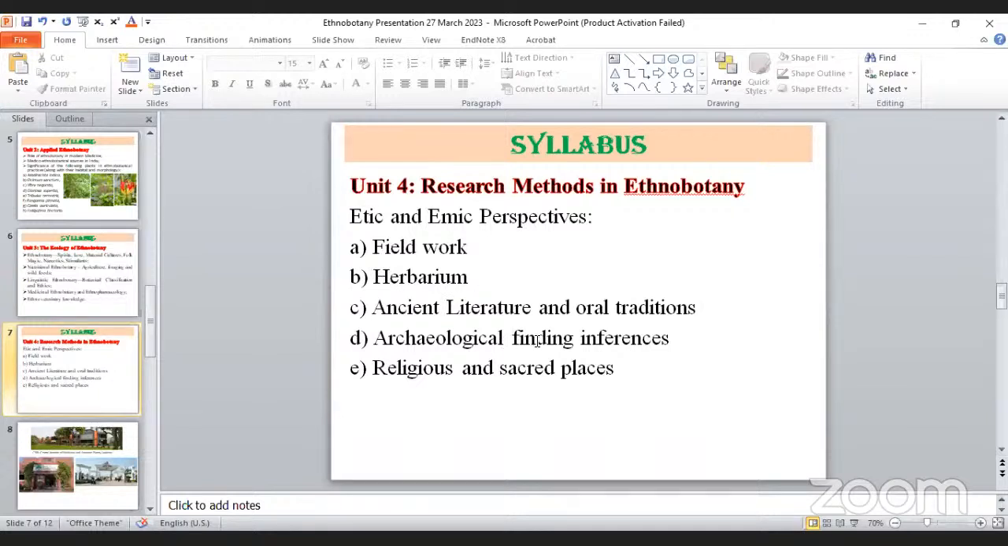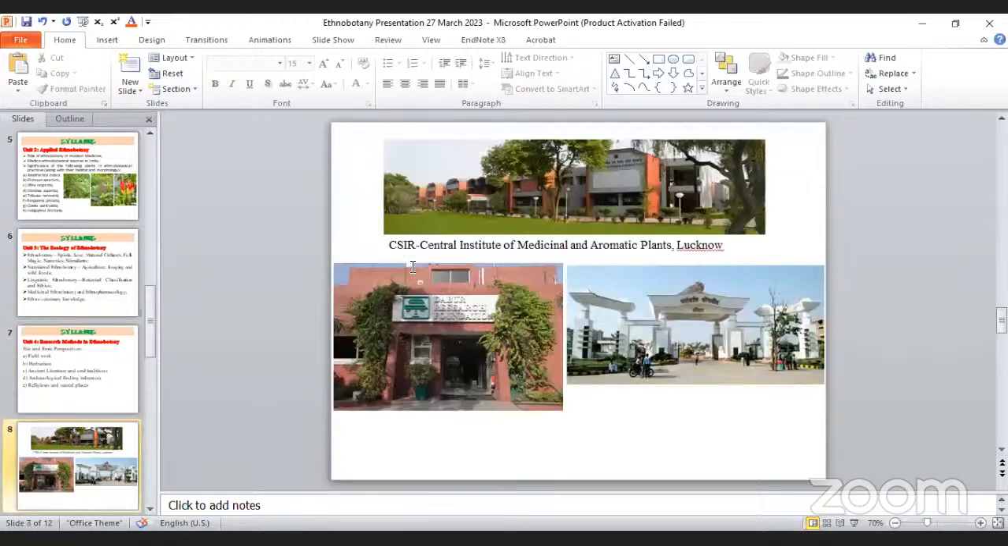We will talk about ancient literature and oral traditions, then archaeological findings and inferences, and various religious and sacred places. As per the time, we may plan to go to the Central Institute of Medicinal and Aromatic Plants, which is in Lucknow. We can plan for Dabur, which is in Ghaziabad, and the Patanjali Yogpeeth, where we can get to know about the oral values, the oral traditional things from these institutes.